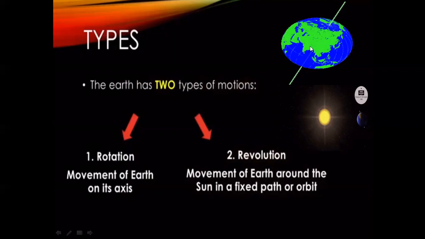Along with this revolution, the earth is also rotating. Along with that rotation, it also revolves around the sun. So these two actions are going on at a time. This is what rotation and revolution mean. As you can see, the first figure is where it rotates on its own axis, and the second figure is revolution, where it revolves around the sun.